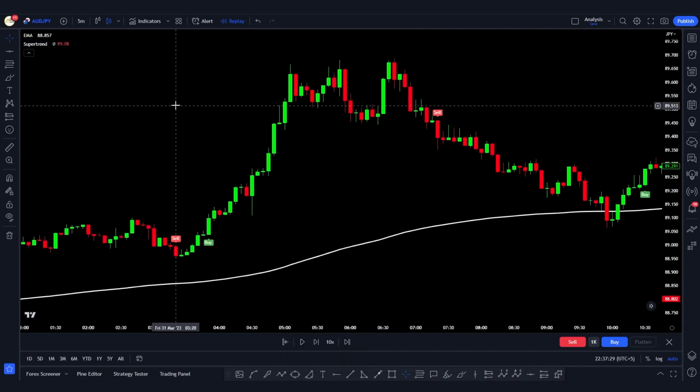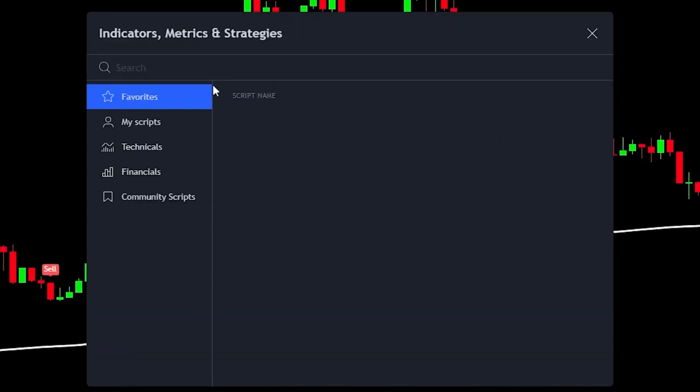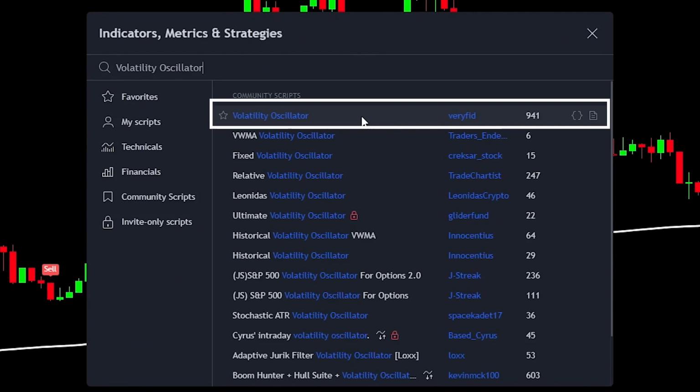Now let's go ahead and add the third indicator that we're going to need for this strategy. So let's go to the indicator tab, and here we're going to search for the volatility oscillator, and we're going to add this one by Verify to the chart.